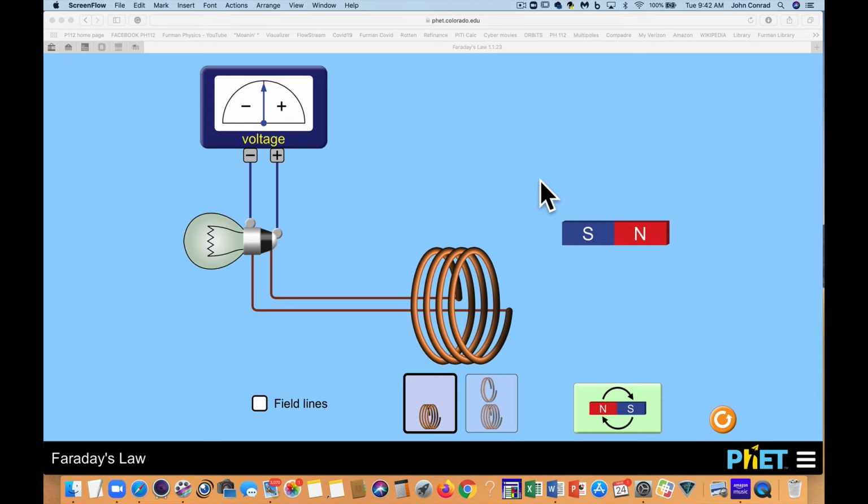This is a demonstration of Faraday's law using the Colorado PhET apps. If you Google Colorado PhET and Faraday's law, you get this applet. Faraday's law says that if I have a time rate of change of magnetic field, I induce an EMF. I induce a voltage. EMF is another word for voltage. I make a voltage appear if there's a time change of magnetic field.